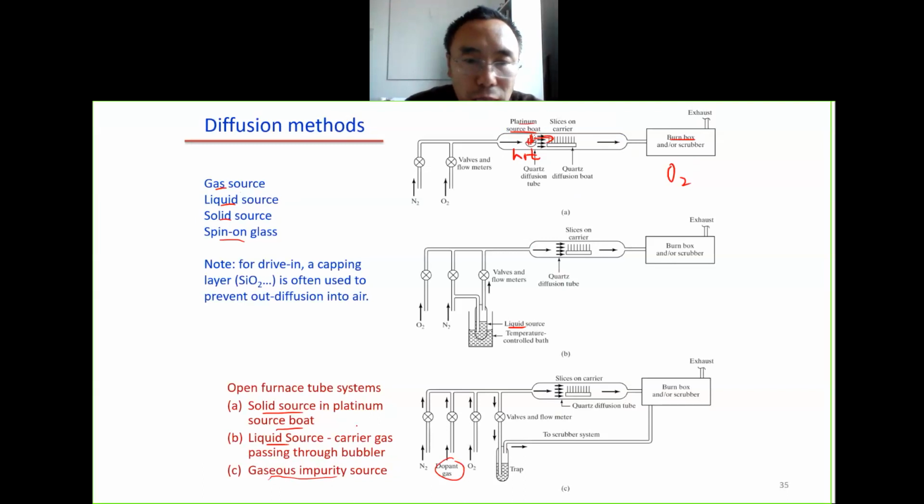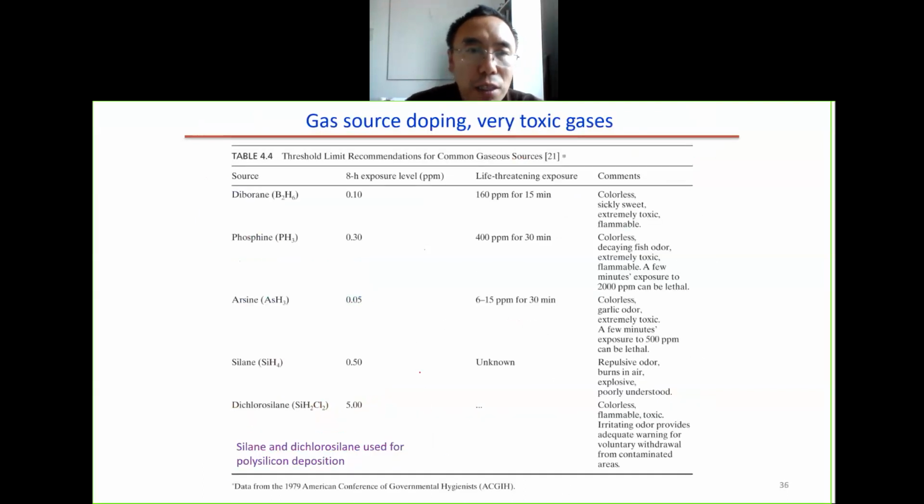Now we look at the different dopant gases. For boron, it's typically diborane. This one is very toxic.